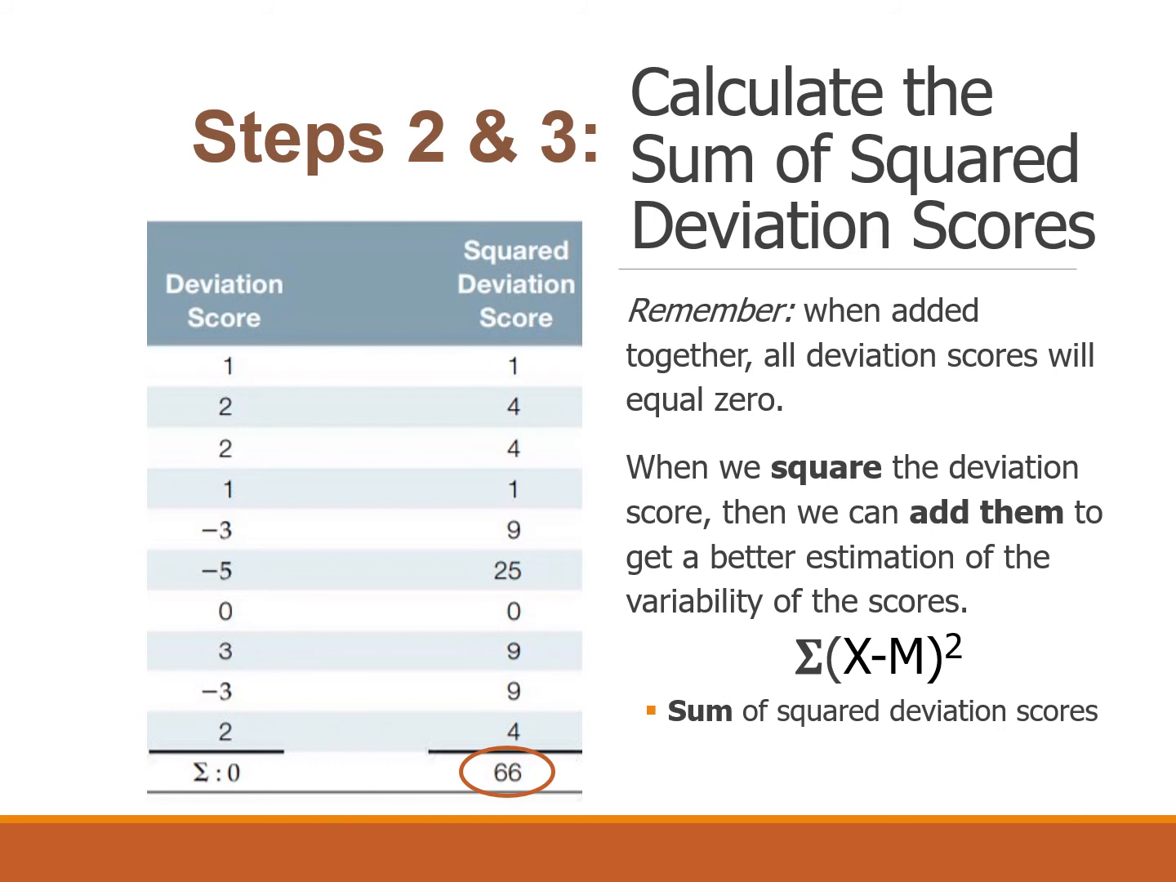So now we have the sum of the squared deviation scores. When we square the deviation scores, we can then add them together to get a better estimation of the variability of scores. So this is called the sum of the squared deviation scores. X minus M is the deviation score. The sum of the squared deviation scores is this symbol right here. So what do you think is the next step?